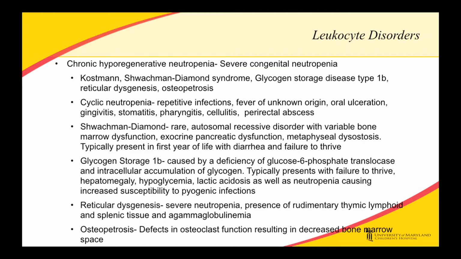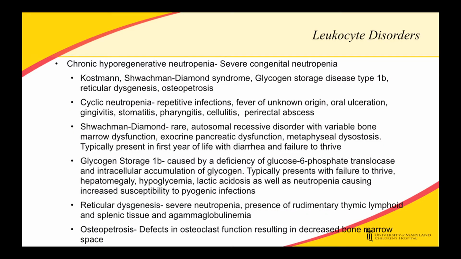Cyclic neutropenia, on the other hand, they can go up and down. They can have periods of infections or not infections. They can have fever of unknown origin, oral ulcers, gingivitis, stomatitis, pharyngitis, cellulitis, and perirectal abscesses. We've had patients present with all of the above.